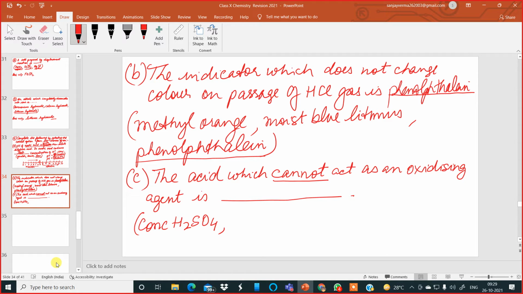Concentrated sulfuric acid. The next option is concentrated nitric acid. The third option is concentrated hydrochloric acid. So among these three, you have to choose the acid which cannot act as an oxidizing agent. Which is the answer? Concentrated hydrochloric acid. Correct. Very good. That is number 4C. So 4C is done.